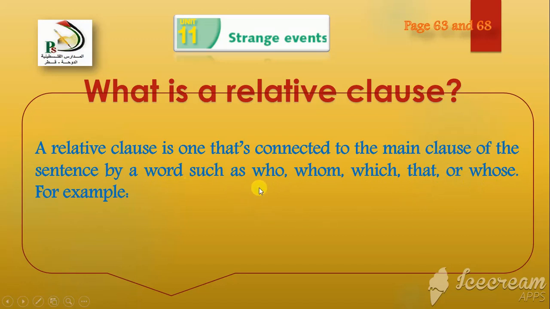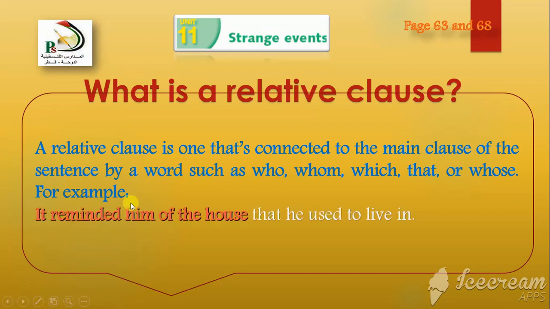For example, Hasna is a girl. Full stop. She lives in Doha. Now, use a relative clause to connect the second part of the sentence with the first part. Hasna is a girl who lives in Doha.